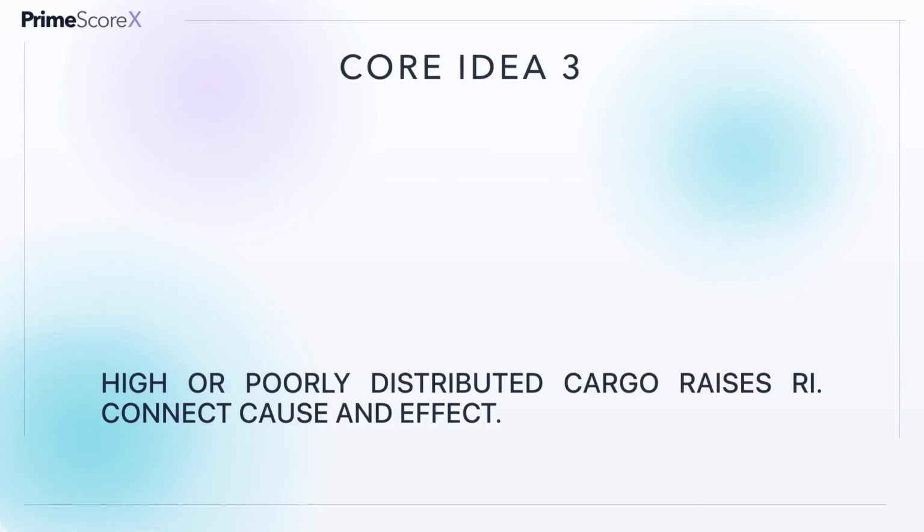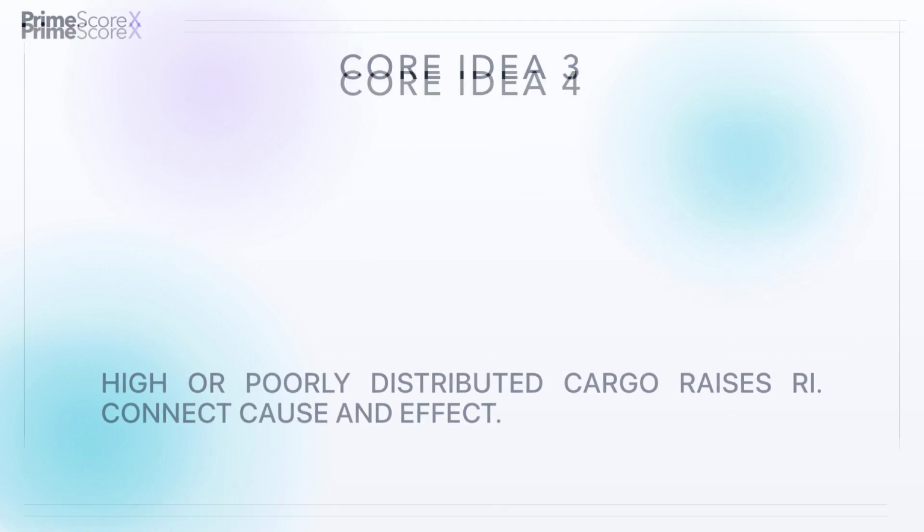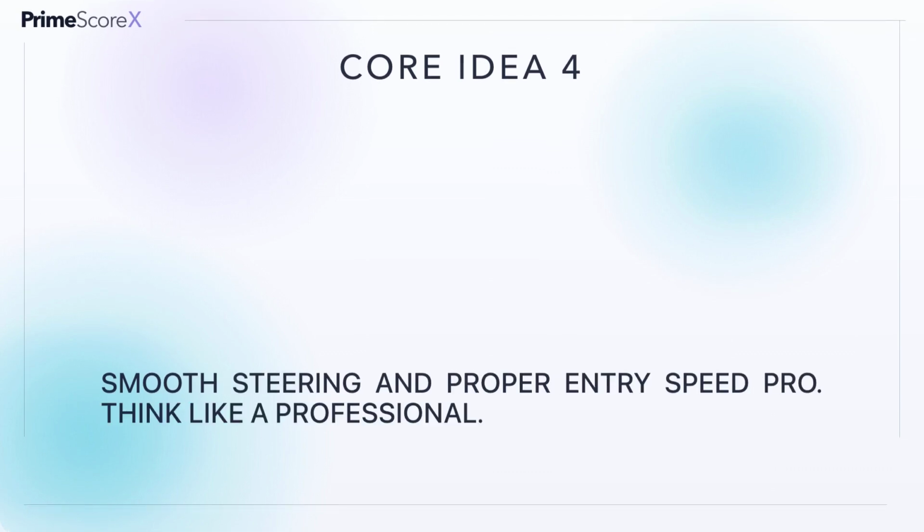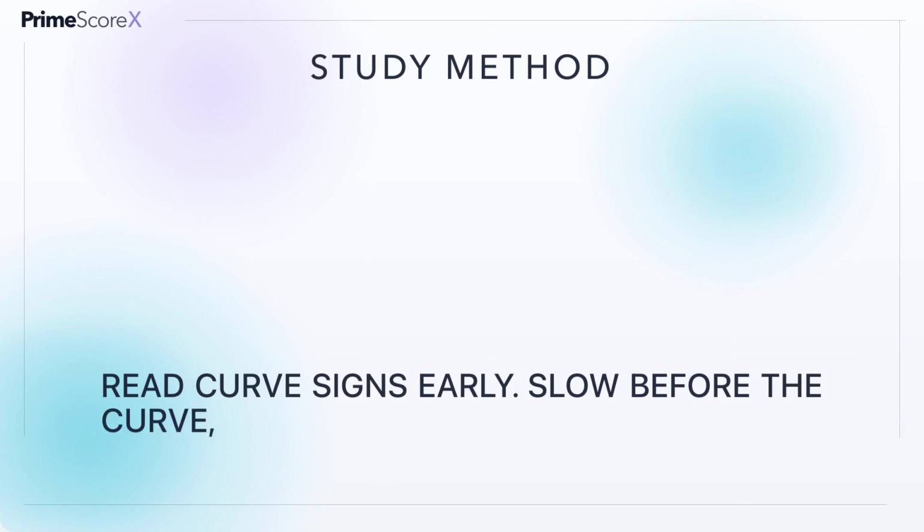Third core idea: high or poorly distributed cargo raises risk. Strong CDL preparation means connecting cause and effect. A safe driver can explain what happens next if a condition is ignored. That is exactly how many test questions are built. Fourth core idea: smooth steering and proper entry speed protect stability. This is where professional judgment matters. The CDL exam is not only checking memory, it is checking whether you can select the action that protects people, equipment, cargo, and your license.